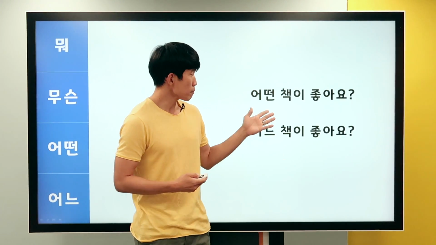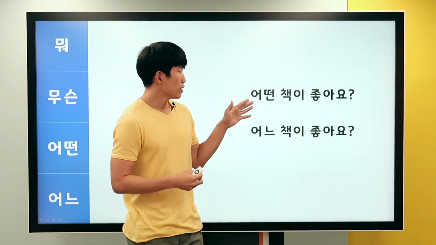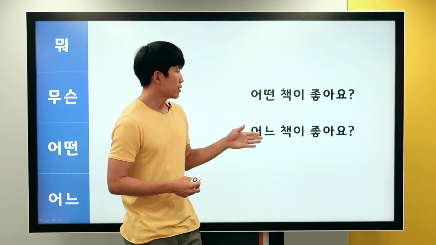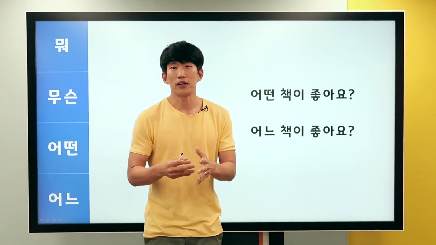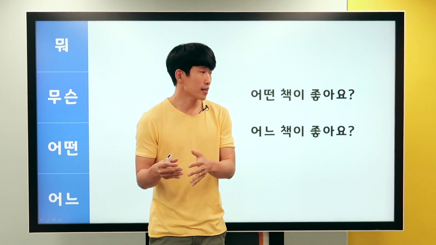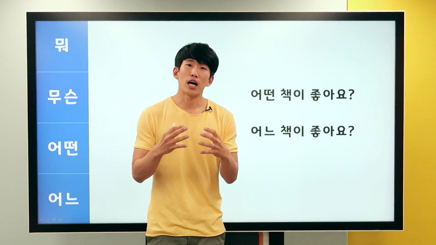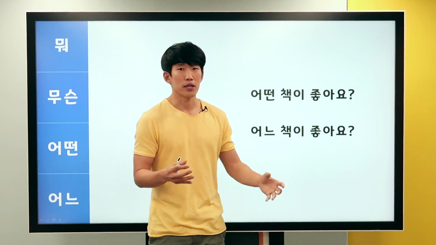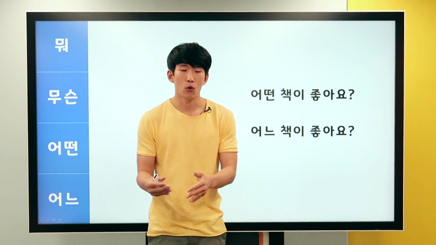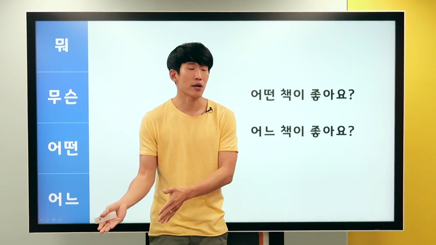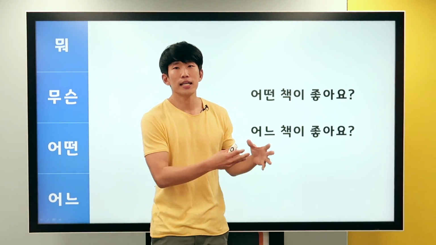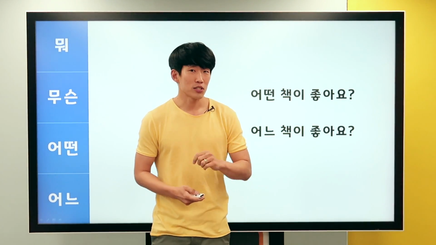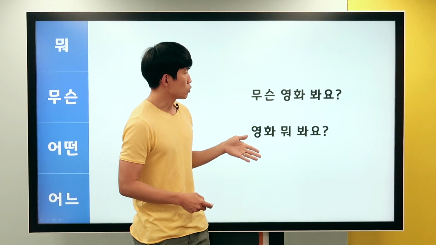And then, how about these two sentences? 어떤 책이 좋아요? And 어느 책이 좋아요? So 어떤 책이 좋아요? Again, like I said, it's more about describing the book itself, and 어느 책이 좋아요 is which book do you like better, or which book is good, which book is better. 어떤 책이 좋아요? What kind of book is good? That's the difference.